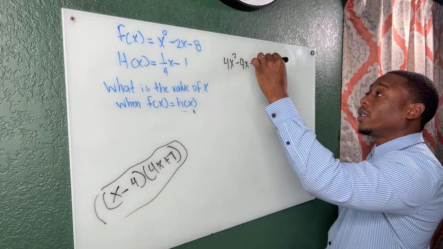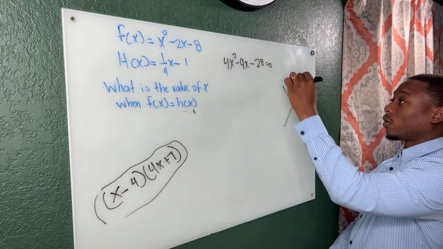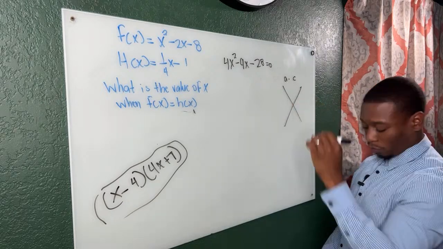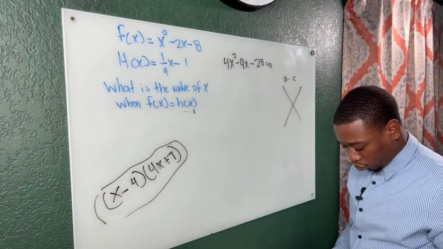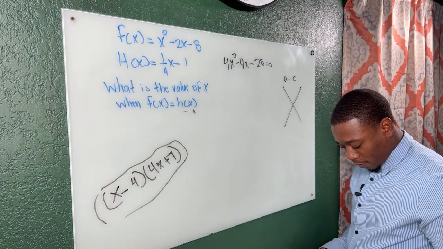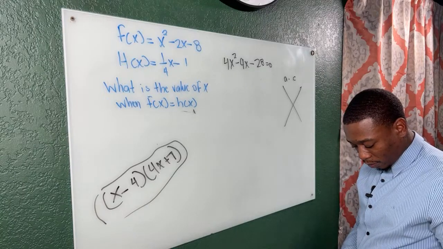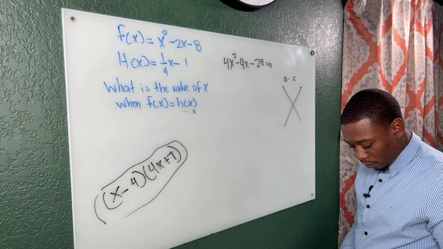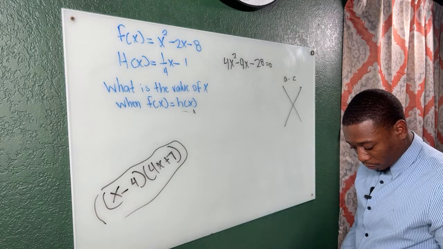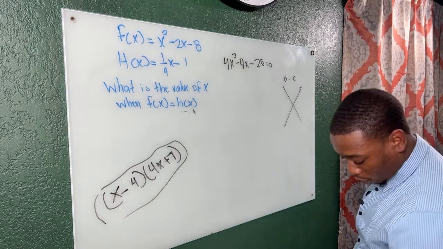All right. Minus 28. All right, so let's make sure. So, yep, that was right. This is interesting. All right, so let's double check.